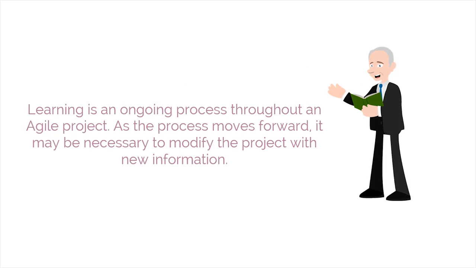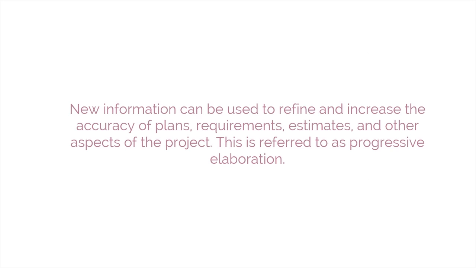Learning is an ongoing process throughout an Agile project. As the process moves forward, it may be necessary to modify the project with new information. New information can be used to refine and increase the accuracy of plans, requirements, estimates, and other aspects of the project. This is referred to as progressive elaboration.